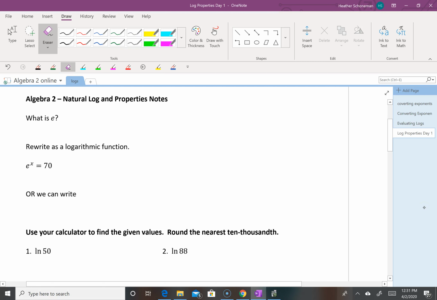Hello. So today we are going to learn about log properties, but before we do that, we need to figure out one more thing about writing logs. So first of all, let's go back to before spring break, and we talked about e.